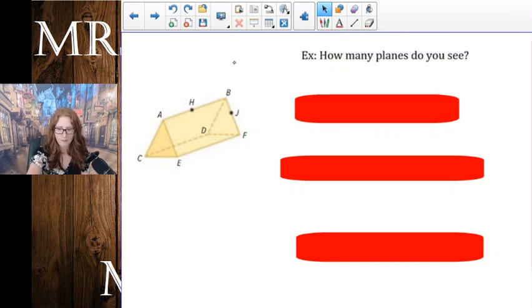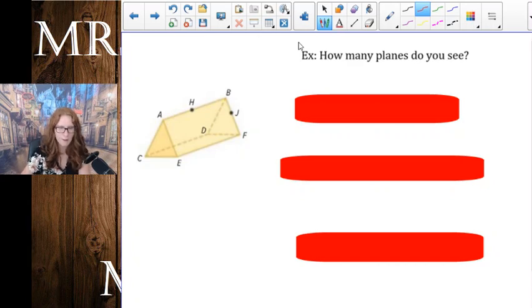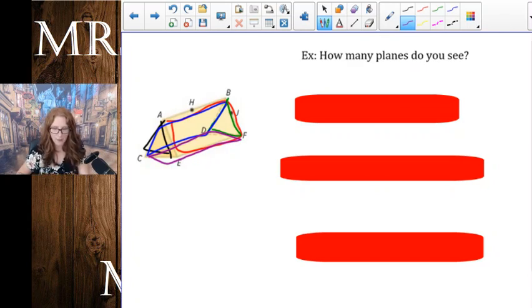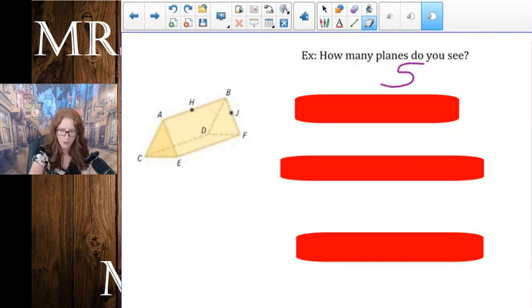How many planes do you see? This one is a bit intense, and I'm going to draw on it and then erase it. I have a plane here on the front, so that's 1. I have a plane here on the side, that's 2. I have another plane here, 3. There's 1 in the back, 4. And I have a plane on the bottom, so that's 5. So there are 5 planes here, one for each side of that shape: the rectangles and the triangles.